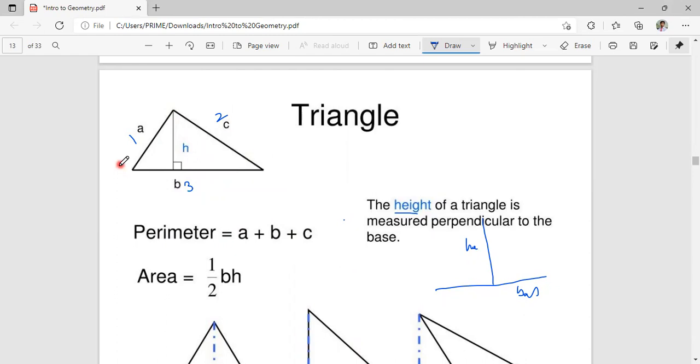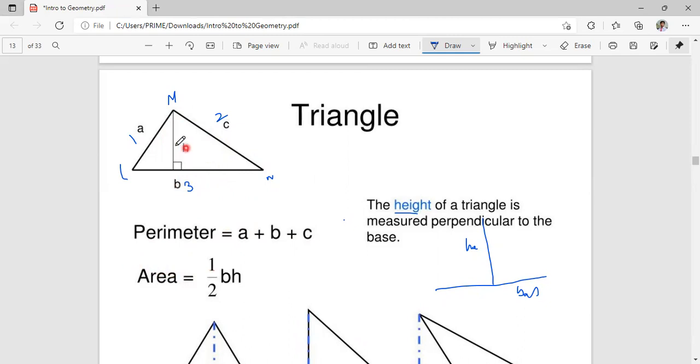Say the sides are L, M, and this is N. These are the three sides. As I said, the perimeter is the outside boundary of this figure, so the outside boundary is A, B, C. So A plus B plus C is the perimeter of this triangle. So what will be the area?